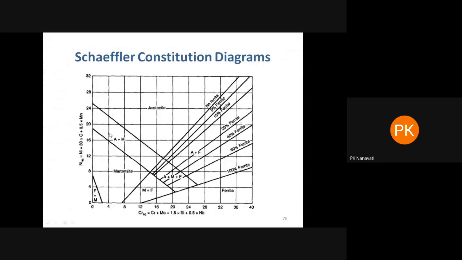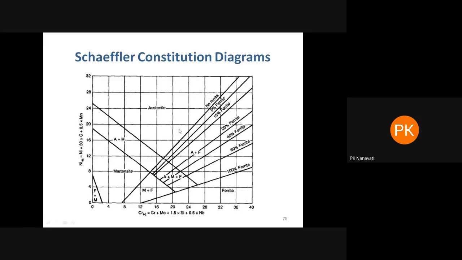So when you are welding, if you want to predict your microstructure before welding, you have to take the help of some diagrams. These helpful diagrams were developed from the 1940s to the 1990s. The primary diagram was the Schaeffler constitution diagram. So how to use this diagram?